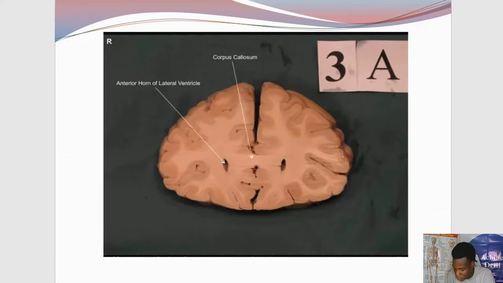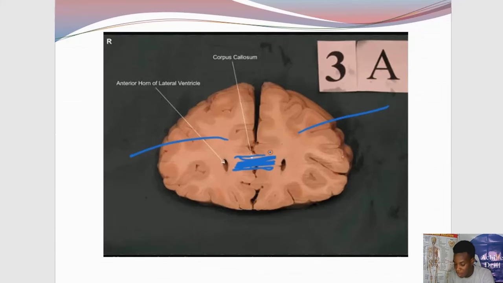But before that, do you agree with me that right here is the corpus callosum? The corpus callosum is that important commissural fiber linking the two cerebral hemispheres together. There are a number of them, but the corpus callosum is very prominent and it's the largest of them all. So it's right there linking the two hemispheres. We will see it right from the front.